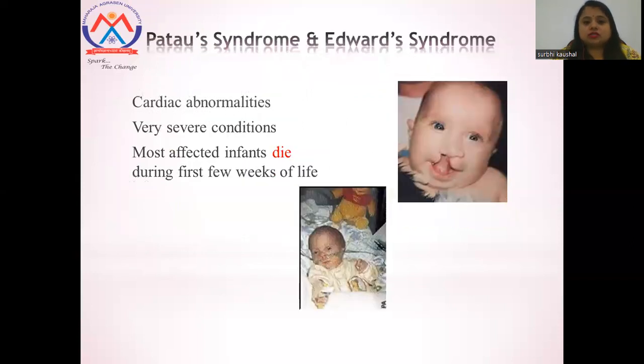Next are Patau syndrome and Edwards syndrome. Here there are cardiac abnormalities, they are very severe conditions, and mostly the infected infants die during the first few weeks of their life because of these two syndromes.